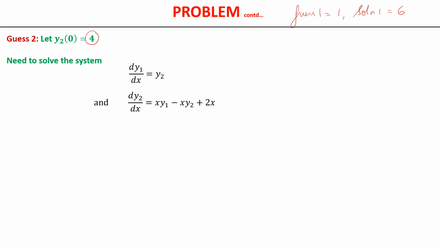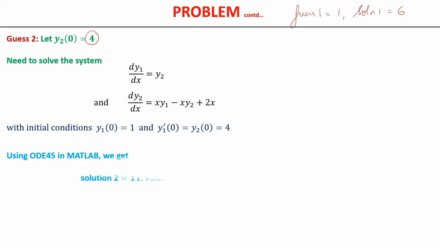So we have seen by guess 1 being equal to 1, we got the solution 1 to be 6, not 8. Now let's see what's the second guess I'm making. Second guess, I take y2 at 0 to be 4. So I define the complete IVP as a system of two first order equations. And now this is the value which is already given.